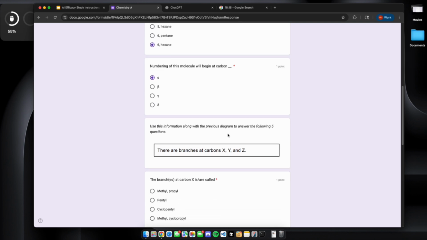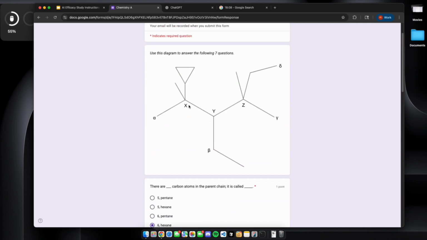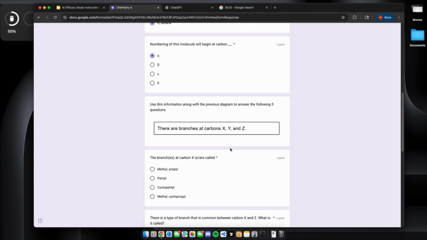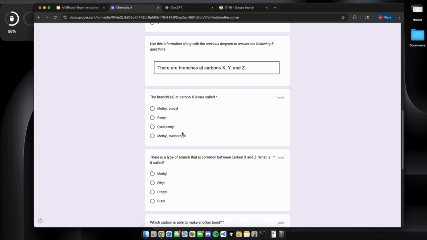Use this information along with the previous diagram to answer the following five questions. There are branches at carbons X, Y, and Z. So apparently these are branches, okay? The branches at carbon X are called... so at X, it seems like they're referring to these branches, and there's this logo or sign here. So I'm going to assume it's one of these, since there's only one. Take a wild guess and go with this one.